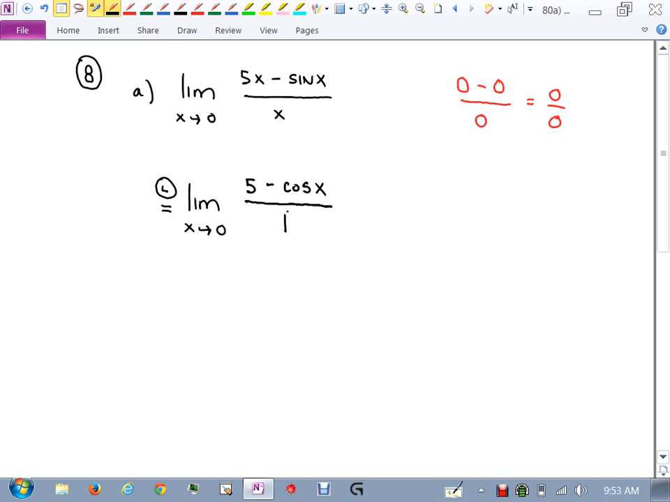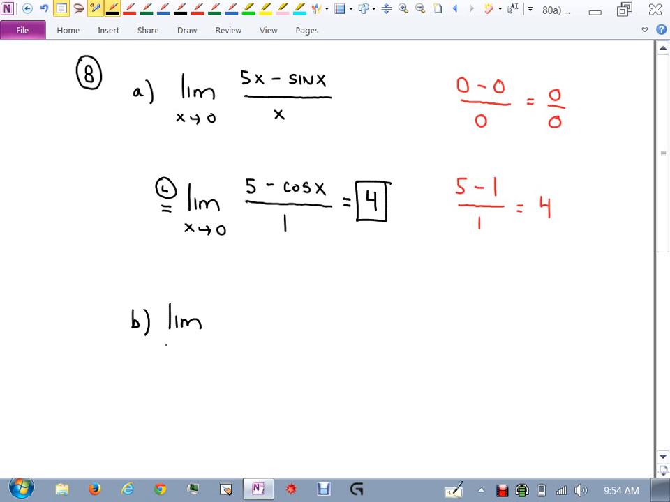And now we try direct substitution again. Let x go to 0, and what do you get? 5 minus, what's cosine of 0? 1, over 1. This is just 4, isn't it? So since I got an answer, I just plug that in over here. That's my limit. The limit's 4. Any issues there?